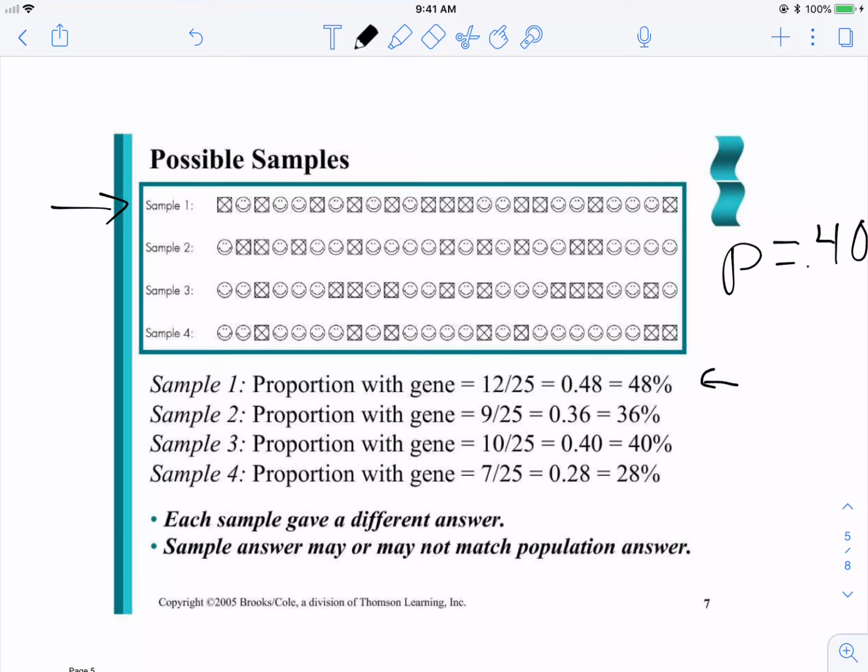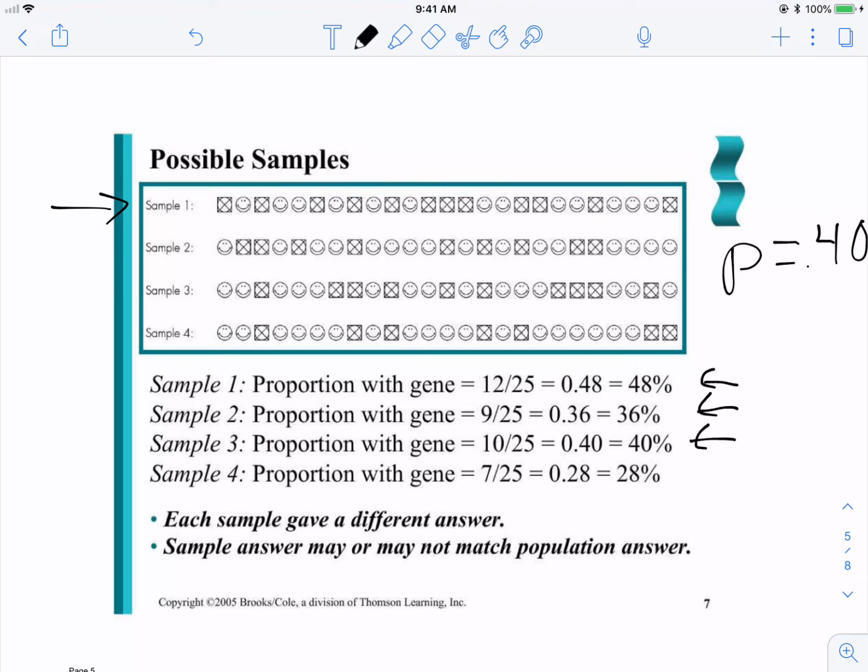So we throw those back into the population. We randomly take another sample of size 25. And in this case, only 9 of our 25 are X's. So that's 36%, a little bit below the 40%. Put them back in, do another sample. Our third sample here was 10 out of 25. This is exactly what we expect from the population. There's no guarantee that it's going to match exactly, but in this case it does.